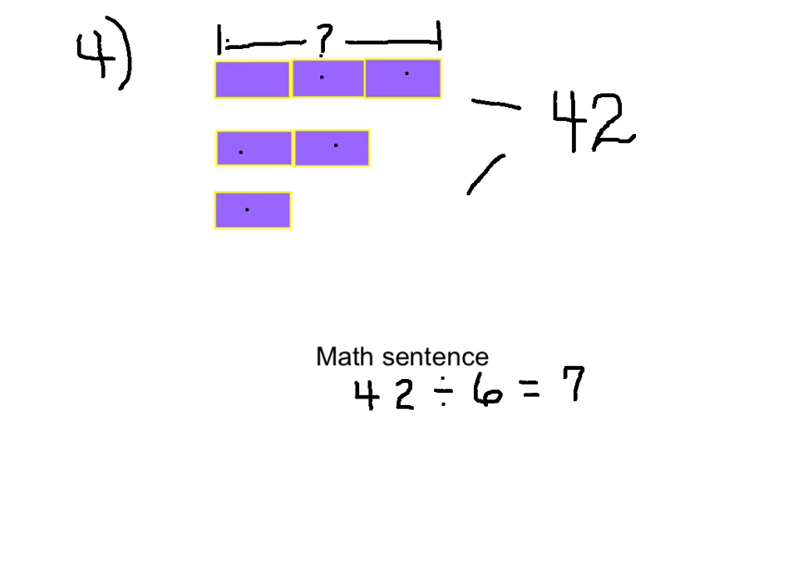So that tells you that there is 7 in each box, but we want to know how many are in 3 boxes, so we have 3 groups of 7, and that is equal to 21. So there are 21 in all 3 boxes.